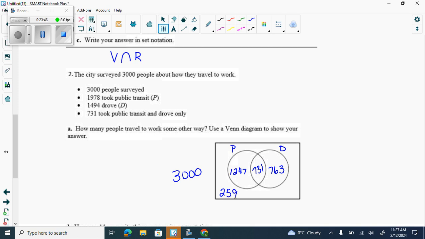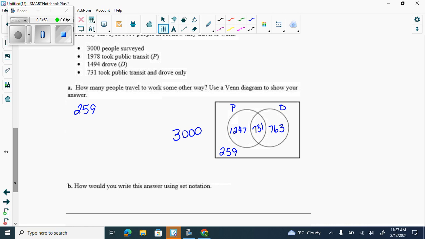Perfect. How many traveled to work in some other way? 259, and we would write a sentence. And then this one says, how many? How would you write that answer in set notation? So I want everything but the what? The snowman. So how could I do it? P or D? Not the snowman. Do you agree? Not the snowman.